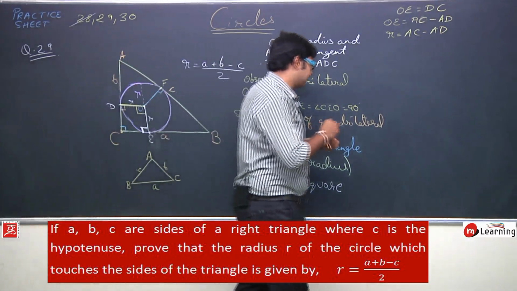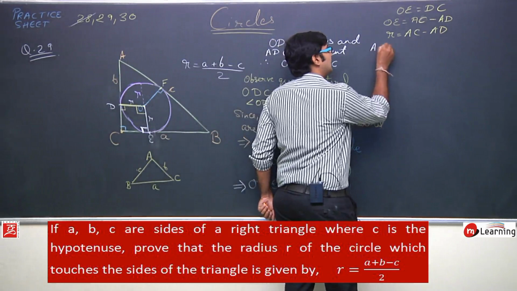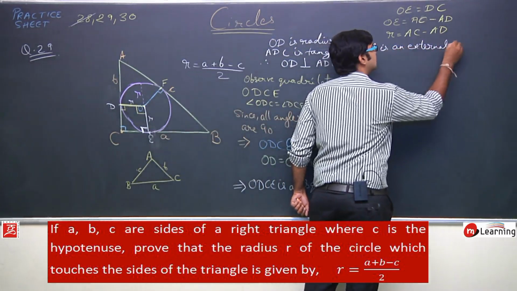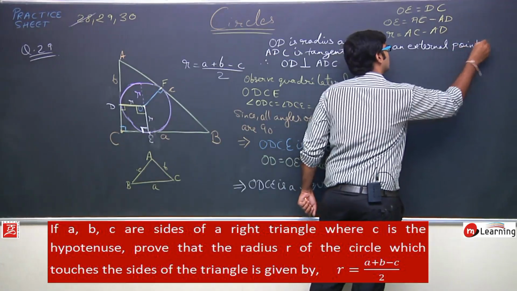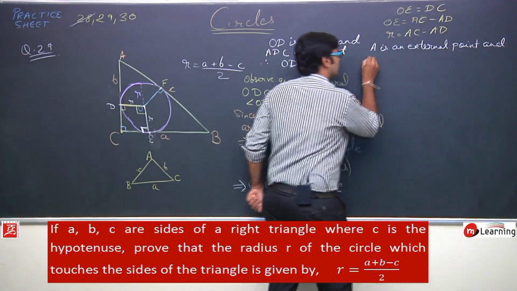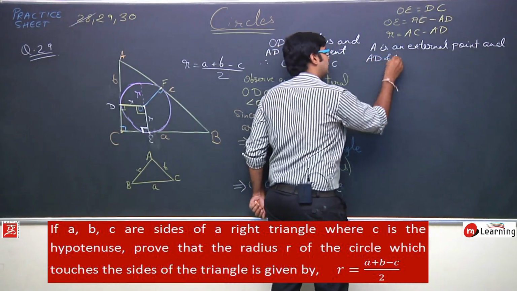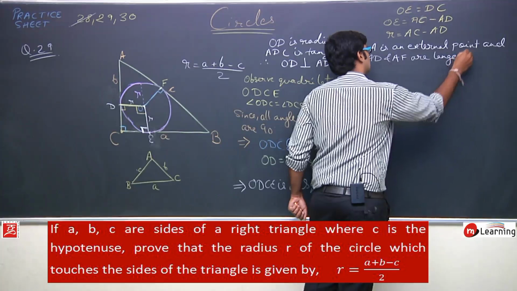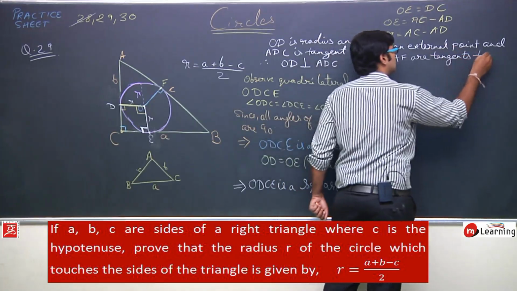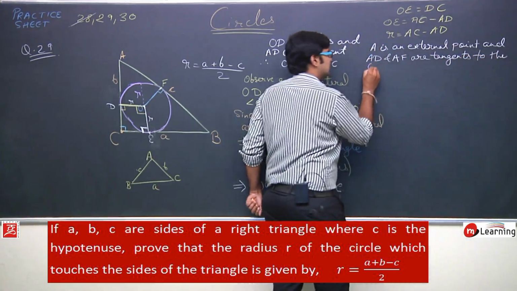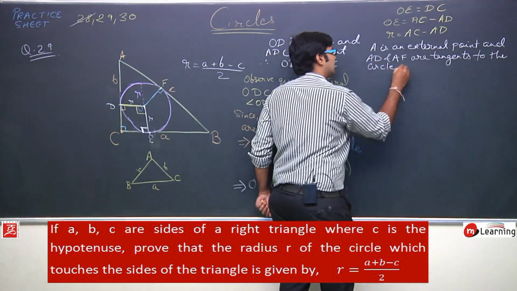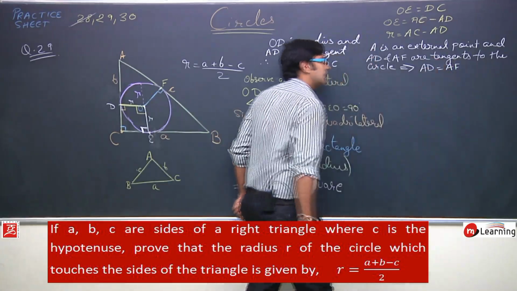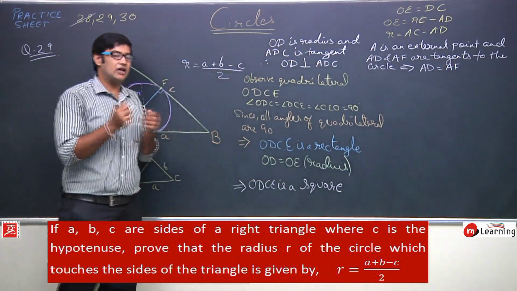What I can say is A is an external point and AD and AF are tangents to the circle. It implies AD is equal to AF. Okay, AD and AF are equal.